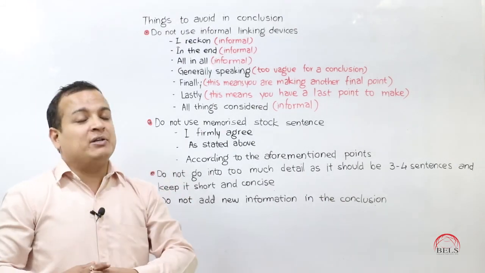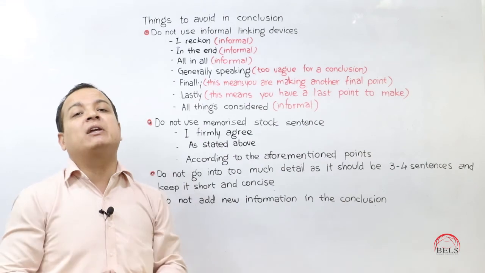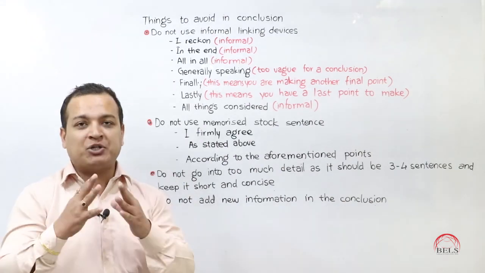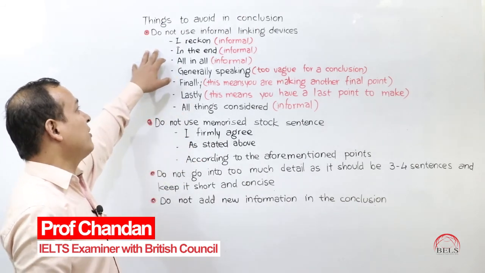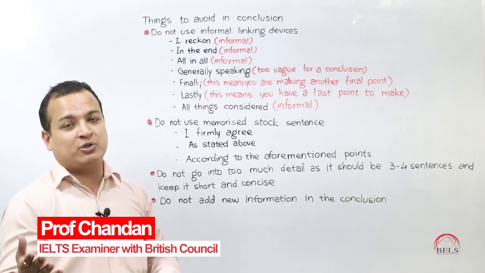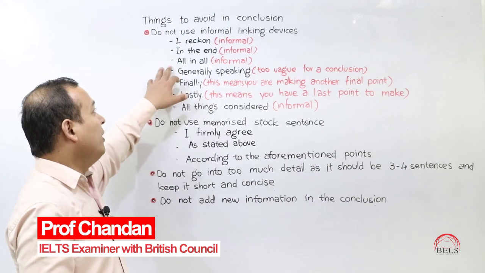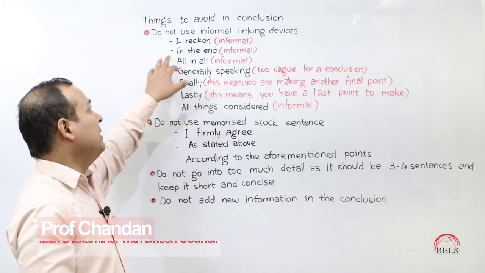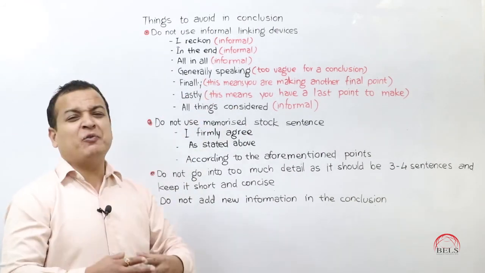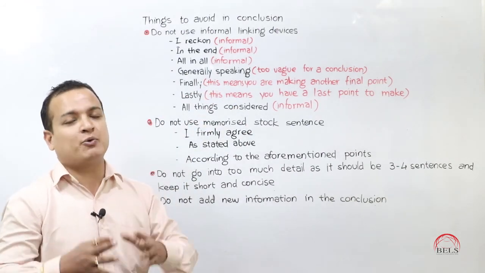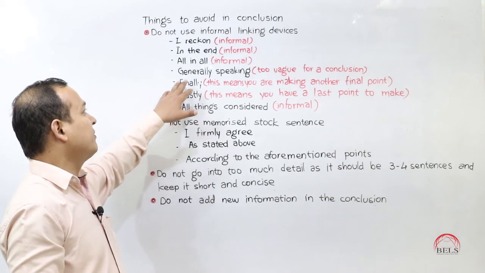Guys, when you use linking devices in the conclusion, make sure you do not use informal words like "I reckon." This is an informal word, so do not use it. "All in all" is again informal. "In the end" is informal. "Generally speaking" is too vague for the conclusion part, guys, so try to avoid this phrase as well.